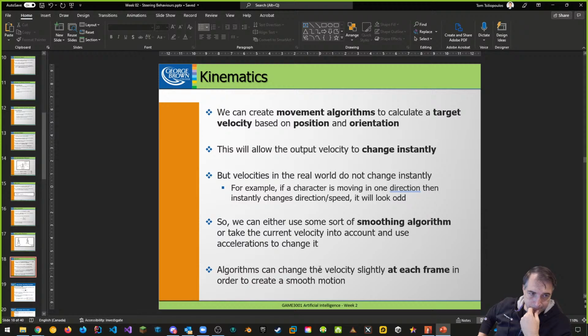All right, so kinematics. We can create movement algorithms to calculate the target velocity based on position or orientation, like we said, and this will allow the output velocity to change instantly. Again, remember in kinematics, we don't do acceleration or deceleration. But velocities in the real world don't do that. So we can use some kind of smoothing algorithm. And what that can do is change things slightly each frame.